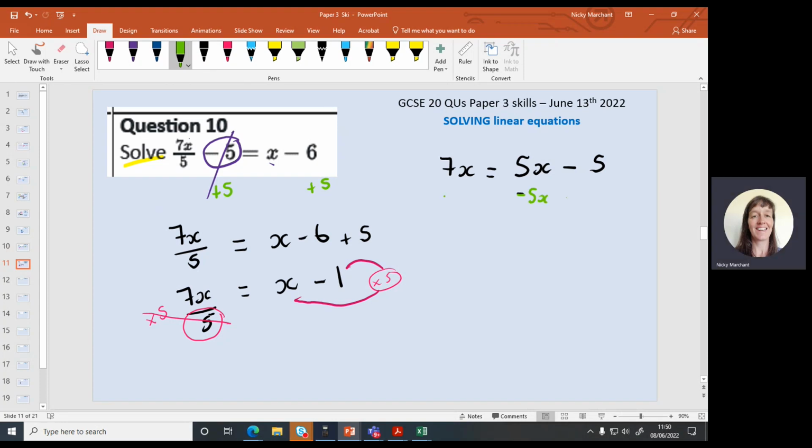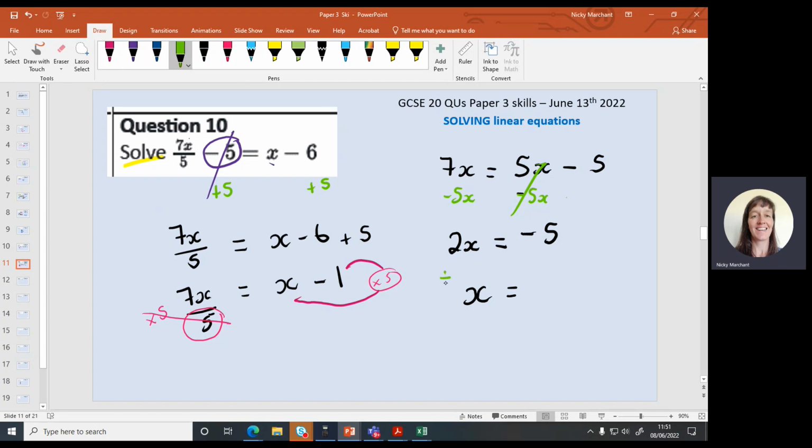Okay, I'm going to take away 5x on this side. So that has got rid of it. I am now left with 2x on this side equals minus 5. Right, I want to know what x is though. So to get down to a single x, I need to do dividing by 2 on both sides.